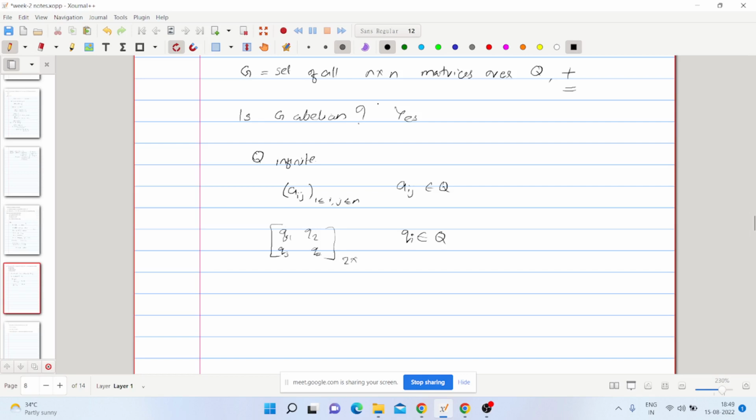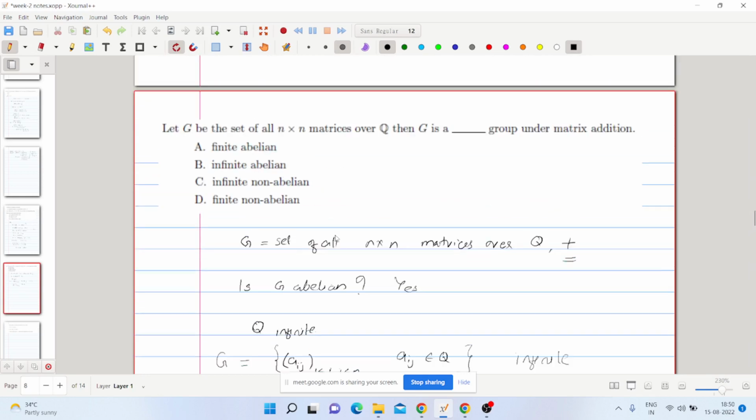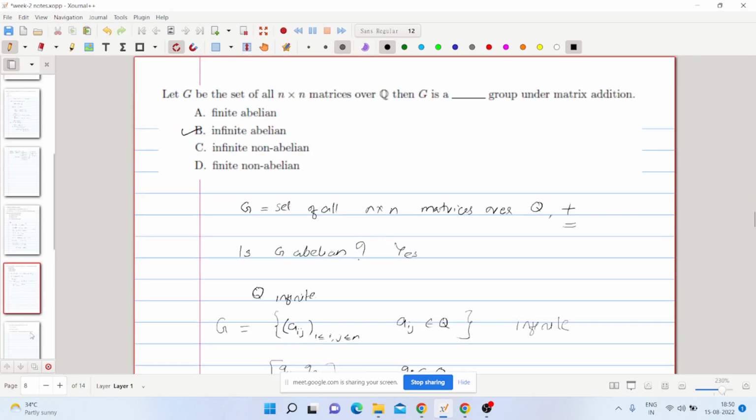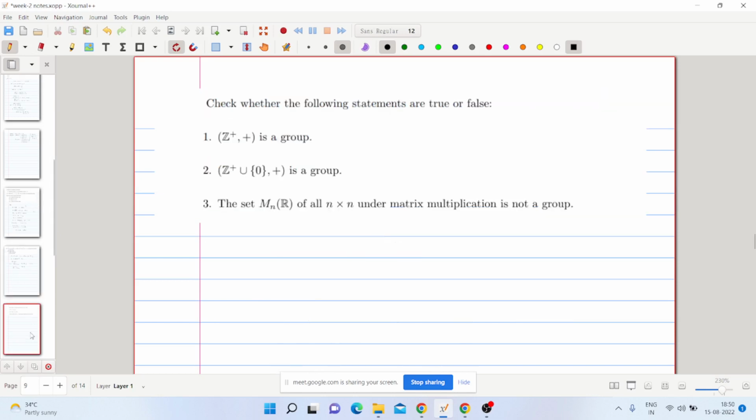This is for a 2 by 2 example. So what about n by n? The set of all these is of course infinite, because each Aij can have infinite possibilities. So what we got is G is abelian and infinite. This is an infinite abelian group. Is this clear? Yes. Okay.